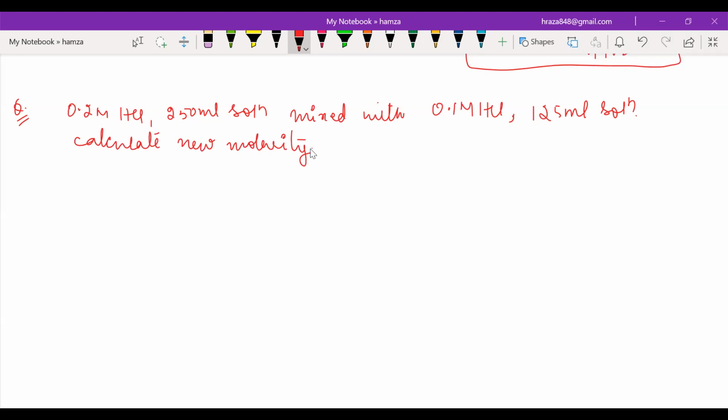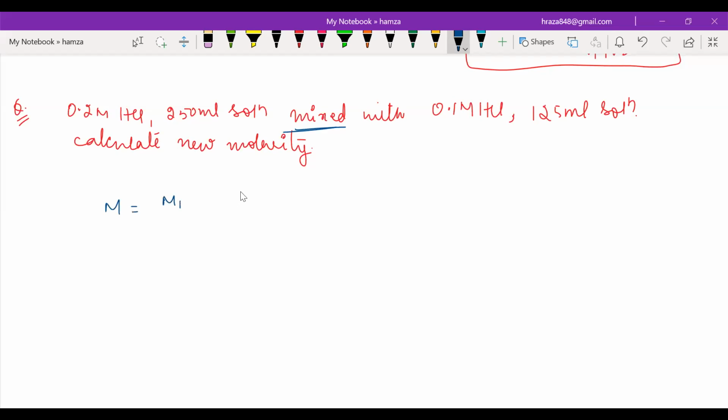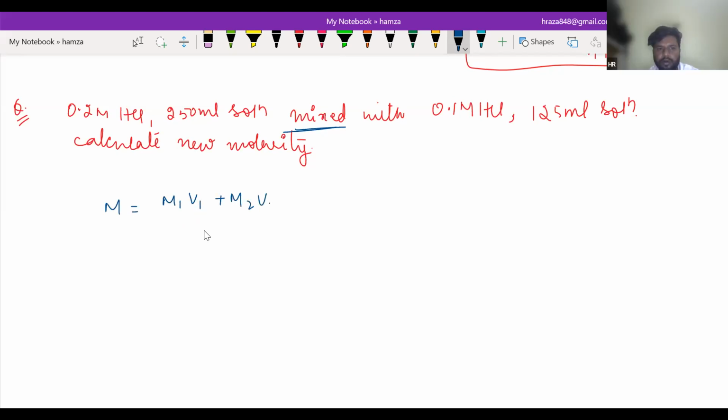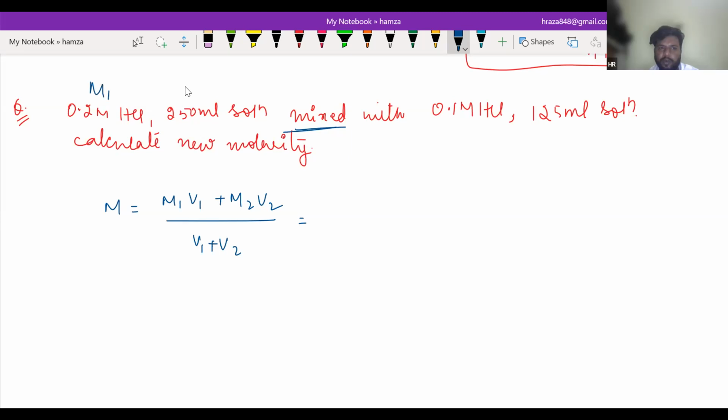So, sir, it should be 0.2 into 250 plus 0.1 into 125. Yes, since it is a mixture, very good, very good. You are going good. We will use the formula M1 V1 plus M2 V2 upon V1 plus V2. Just take M1 V1, M2 V2, and just put the values. Yes or no?